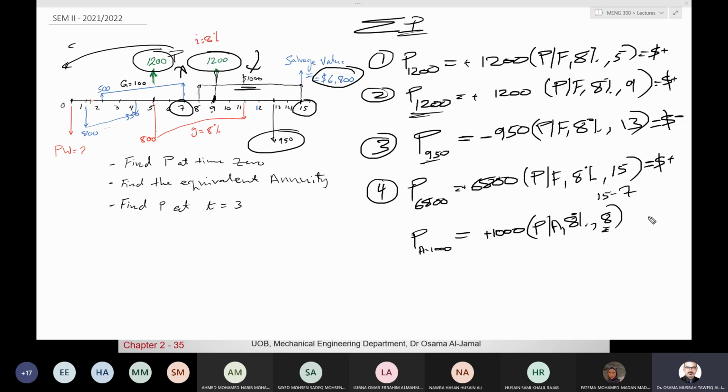Which means what? What do we need to do with that? This is now future value at year 7. We need to shift it to year 0.